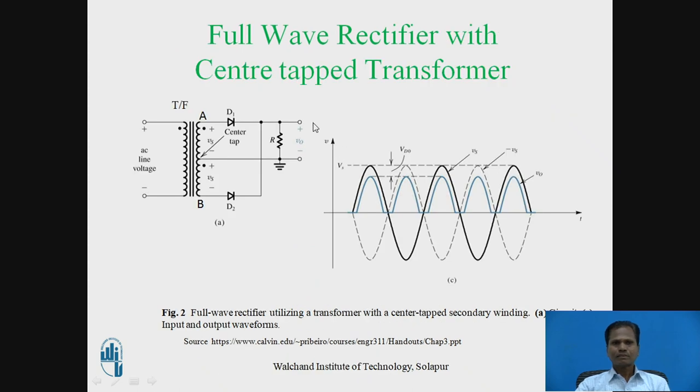Now let us go for the second type of rectifier circuit, that is full-wave rectifier with center tap transformer. Full-wave rectifier with center tap transformer consists of transformer with secondary winding center tapped, two diodes, diode D1 and D2, and load resistor R. This full-wave rectifier conducts in both the half cycles of input AC voltage signal from secondary of transformer. The transformer is with center tap secondary. The secondary AC voltage is split into two equal parts.